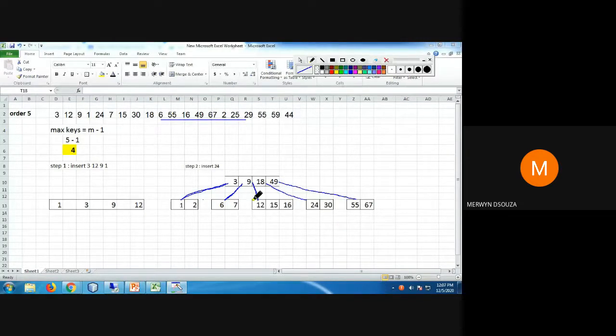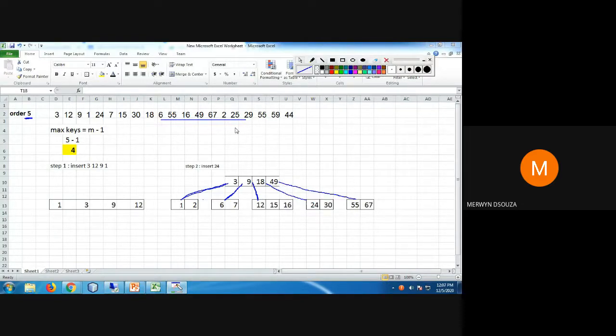Each tree can have a maximum of 5 branches. Order 5 means what? Maximum it can have is 5 branches, like it is shown here. You cannot have more than that. If you have more than that, you have done something wrong. It is common sense, because the maximum keys is 4, so the maximum branches you can have is 5.